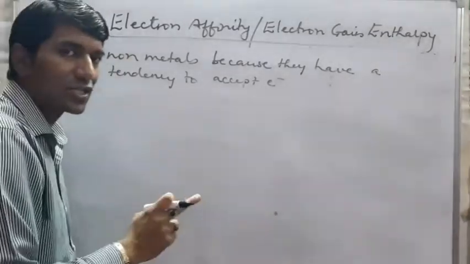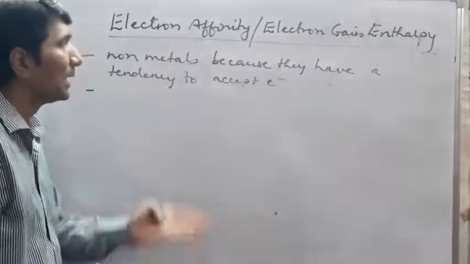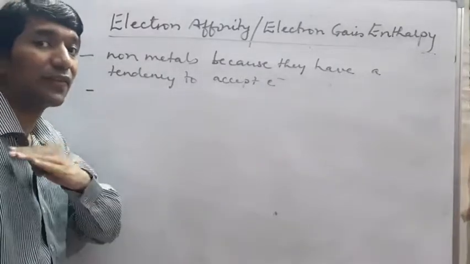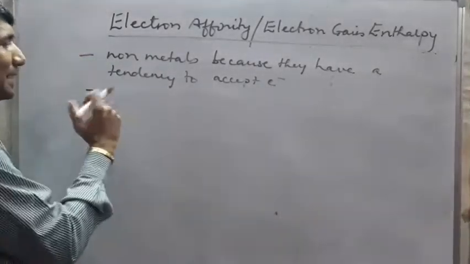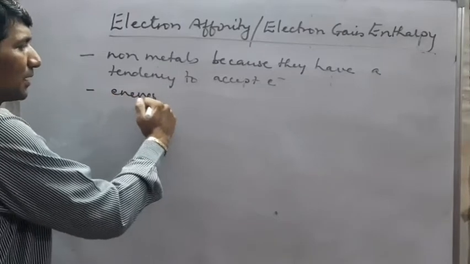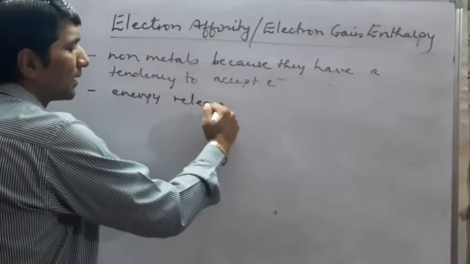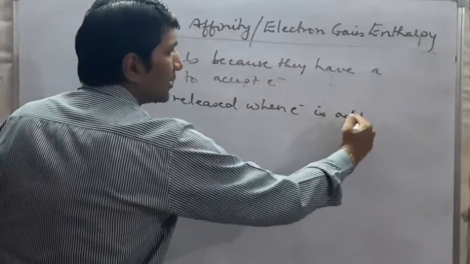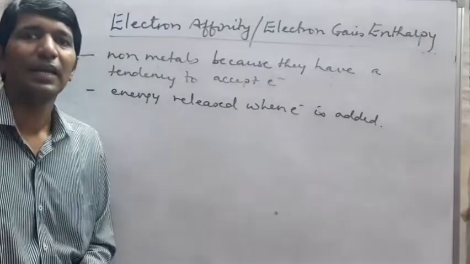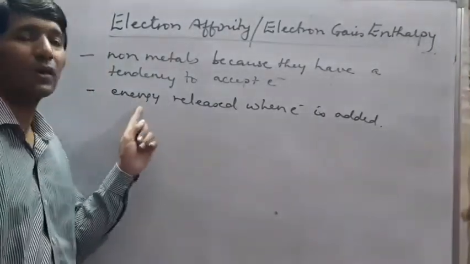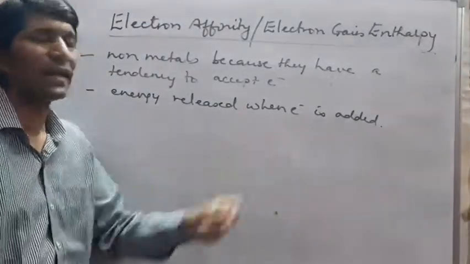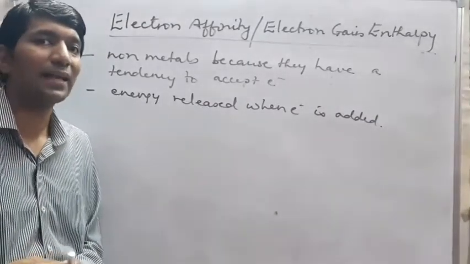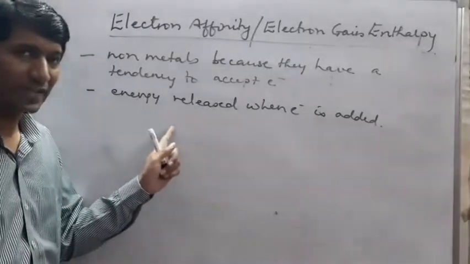Unlike ionization energy, which is the energy required, the electron gain enthalpy or electron affinity is the energy released. It is the energy which is released when an electron is added. So this is the difference. IP is consumed. Electron affinity is the energy released when an electron is added to an isolated neutral gaseous atom to give you an anion.